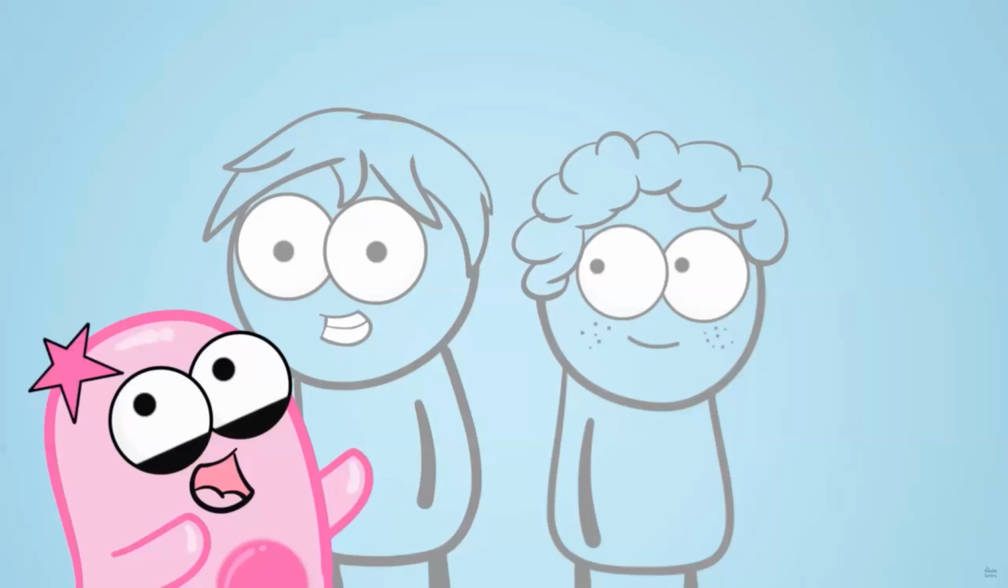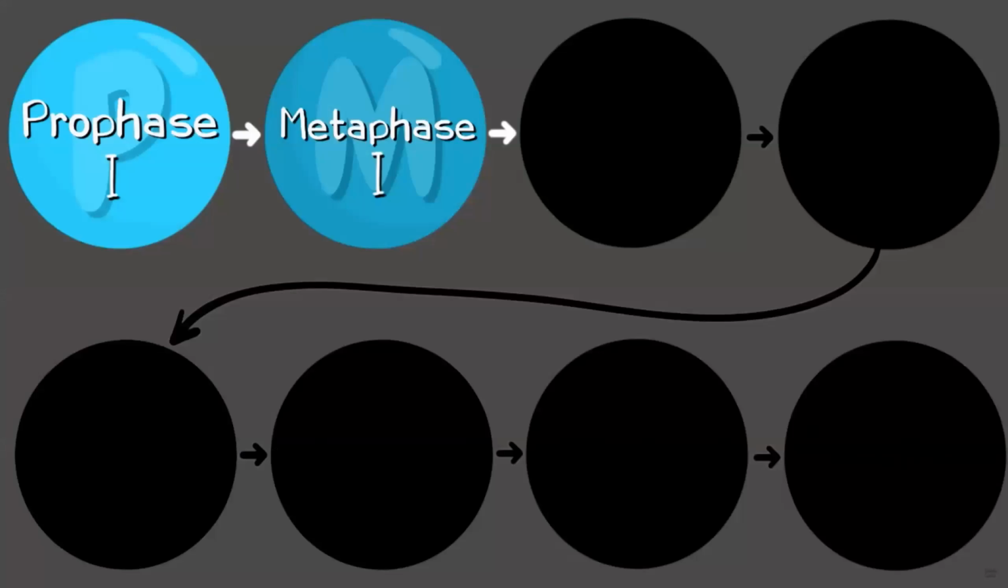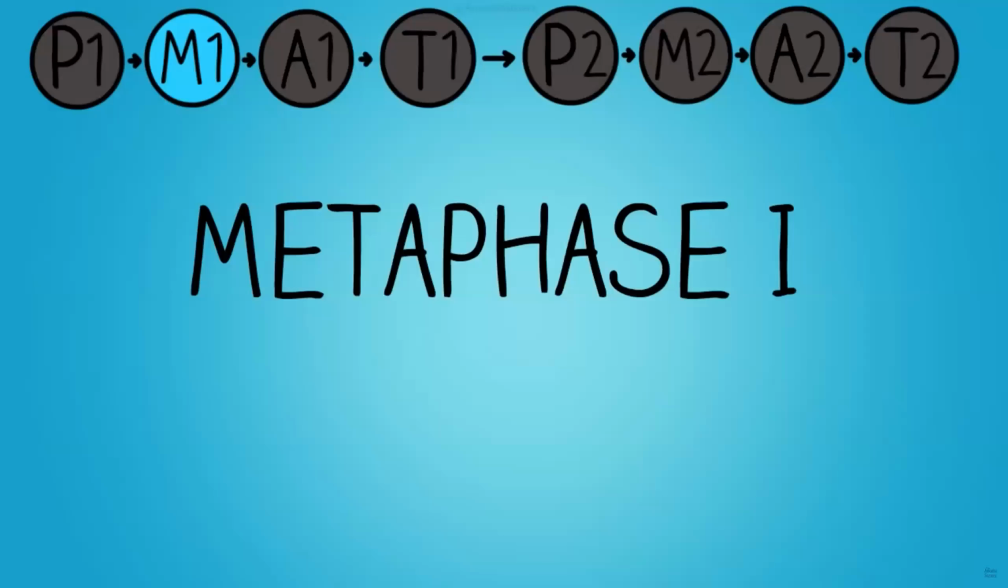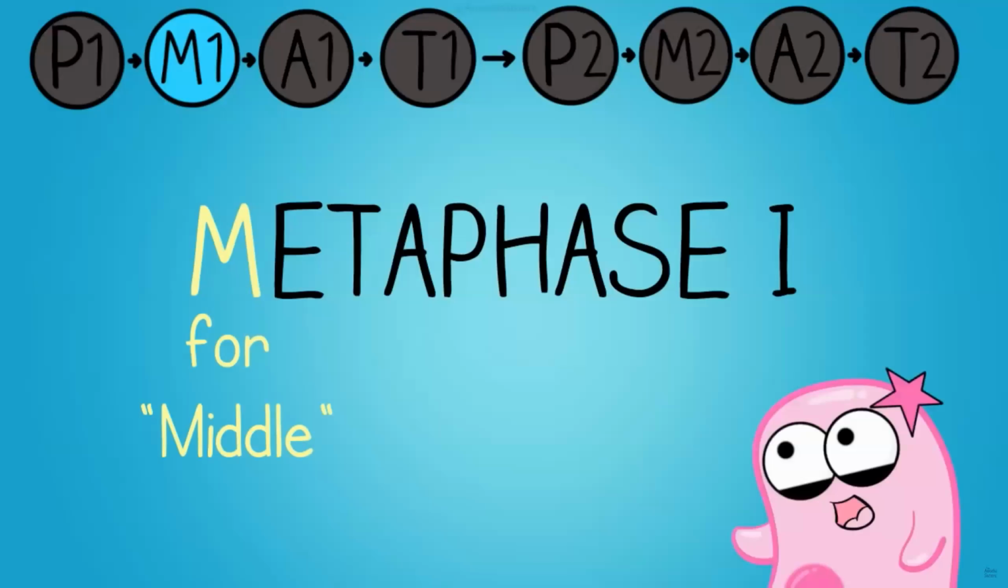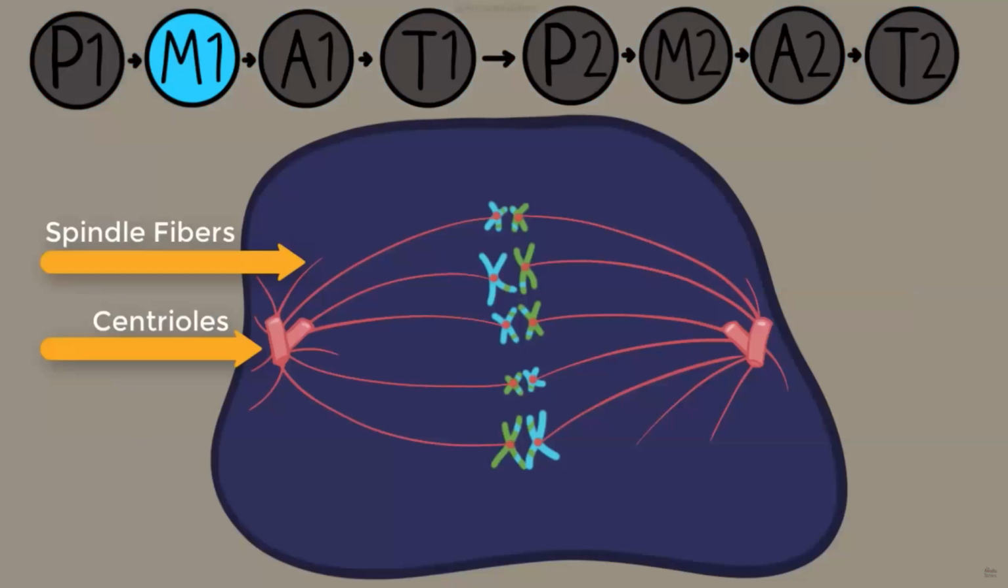More about that later. Now we move into metaphase 1. In metaphase 1, think of the M as standing for middle. The chromosomes are now going to be in the middle of the cell. It's a little bit different though from mitosis because these chromosomes are going to be in pairs in the middle of the cell. So it's not a single file line, they're in pairs in the middle.